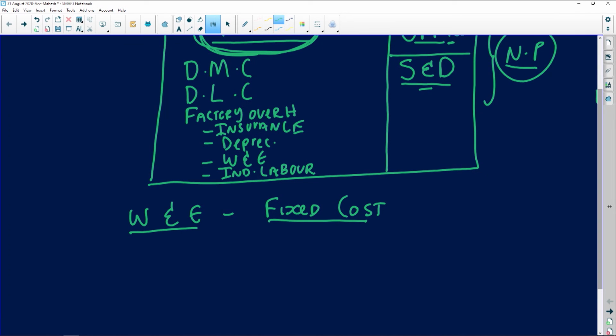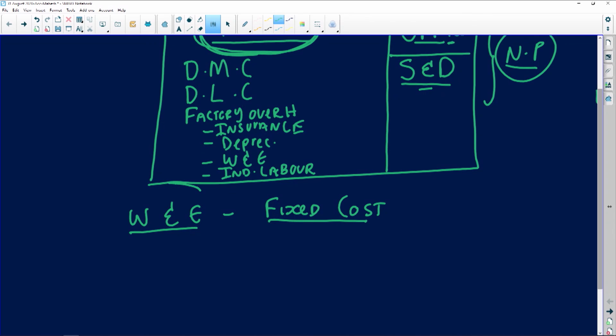But you are absolutely correct when you are questioning your teacher and saying, hang on, but surely the more we manufacture, the higher our water and electricity account will be. So as I mentioned, that's regarded as what we call a semi-fixed cost. It does change, it doesn't remain constant. But for break-even calculations, please remember water and electricity should be a fixed cost.